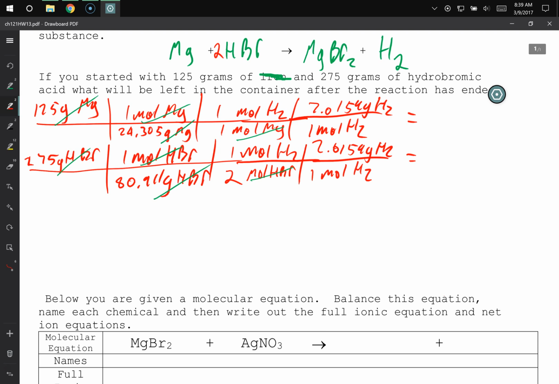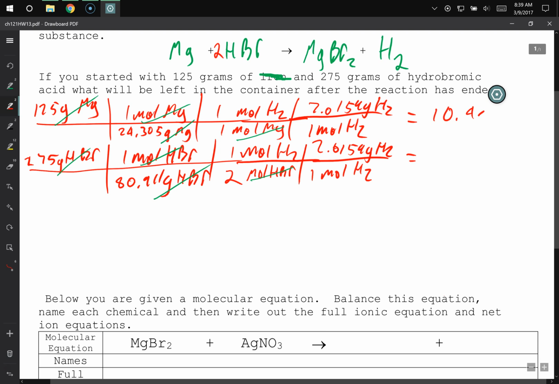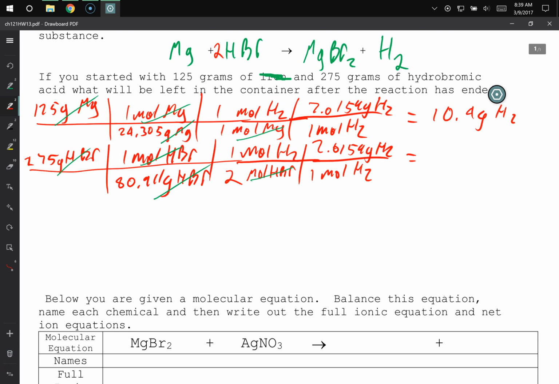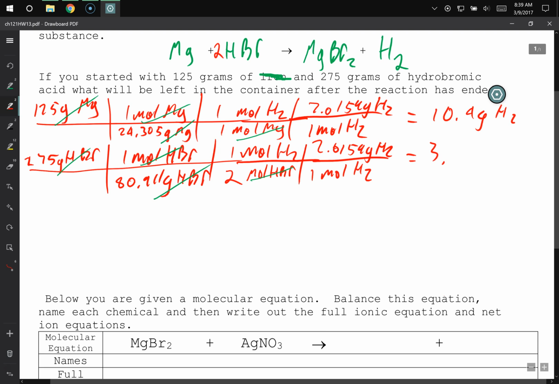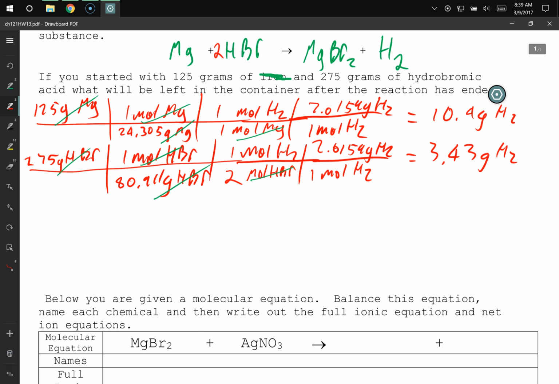125 divided by 24.305 times 2.0159. So I've got 10.4 grams of hydrogen gas. 275 divided by 80.911 divided by 2 times 2.0159. And I get 3.43 grams of hydrogen gas. All right, what did I just learn?